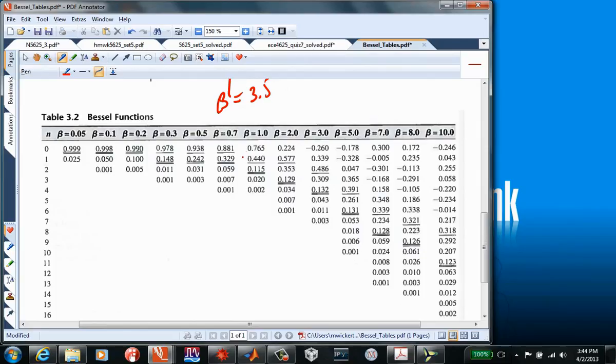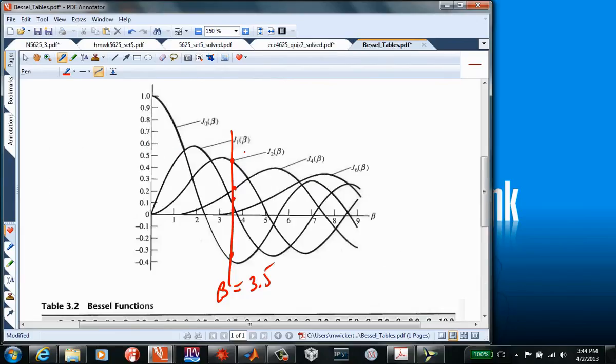Because when you increase your N, it takes a higher beta for it to get activated from zero. Yeah, and you can see that in this plot. As the Bessel function order goes up, it's slower to activate. Like J6 doesn't start coming up to any significance until beta is between 3 and 4, and then higher orders of Bessel functions will activate even slower.